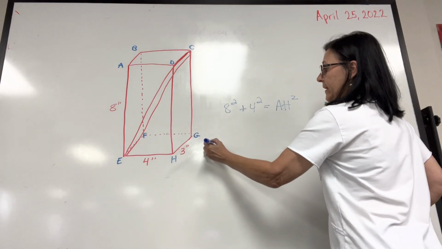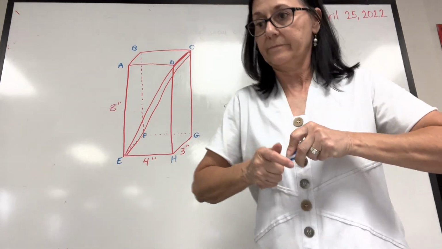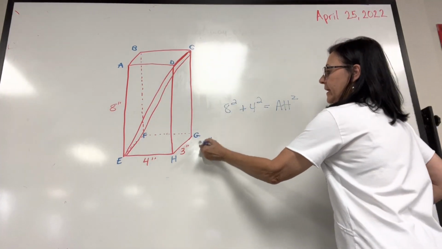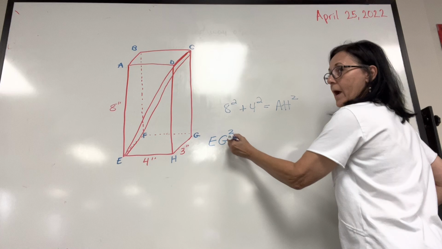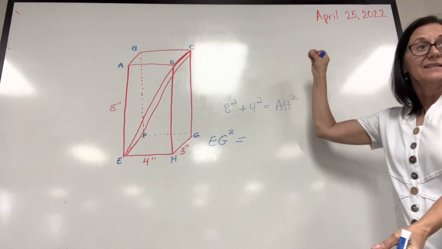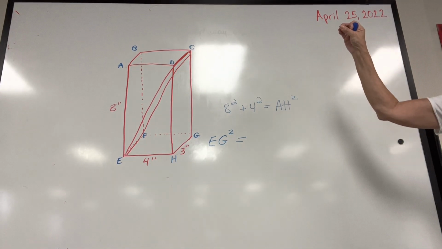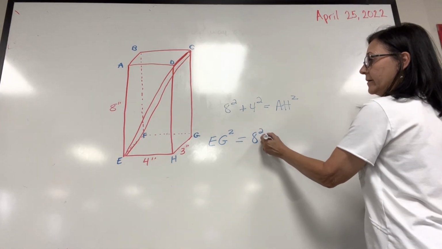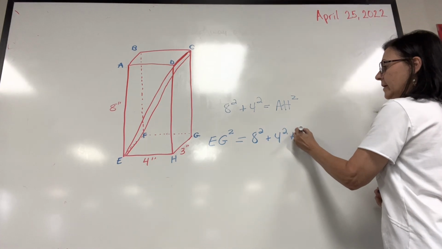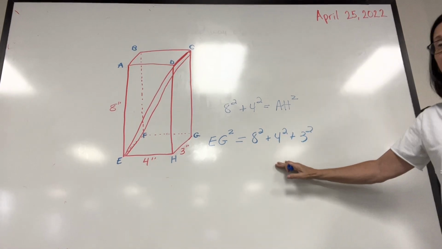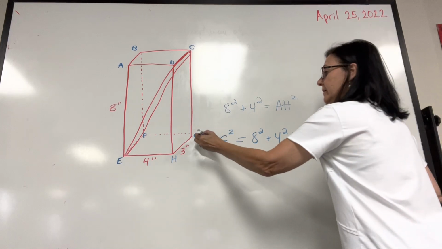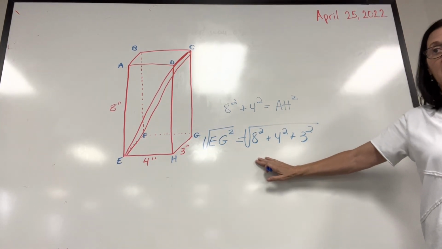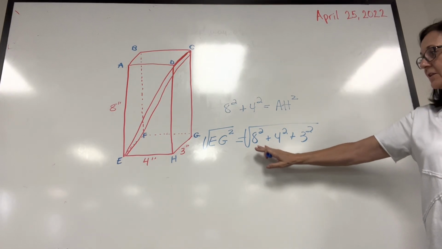So it would be, in this case, EG squared, that diagonal in the solid would be the 8 squared plus the 4 squared plus the 3 squared. But to get the length of EG, we just take the square root of both sides. All right, so let's do this.